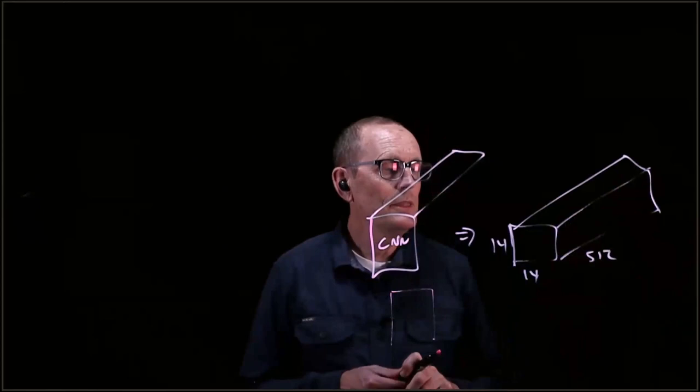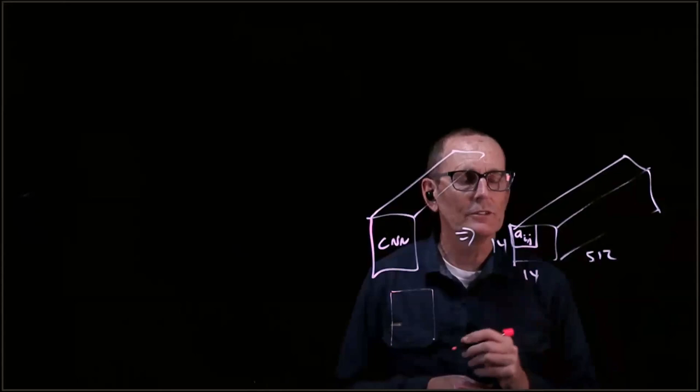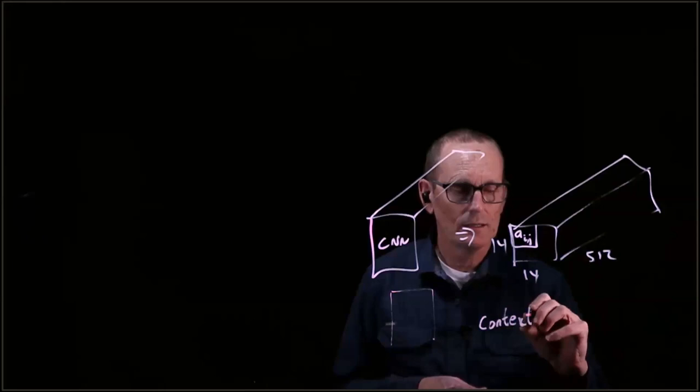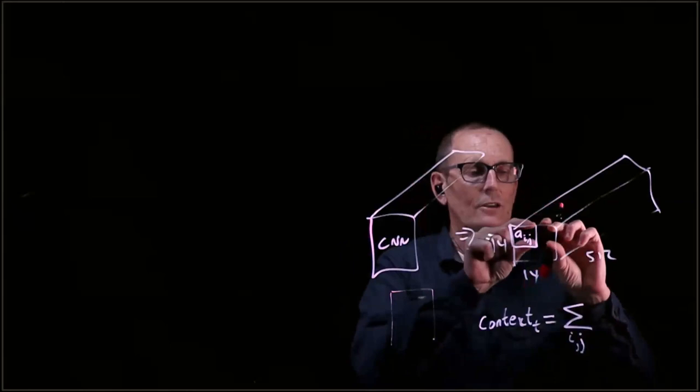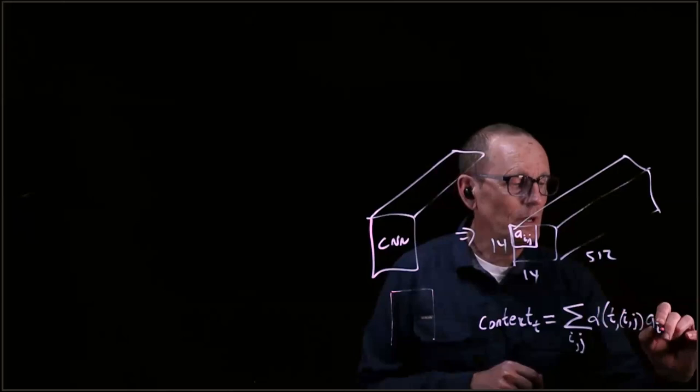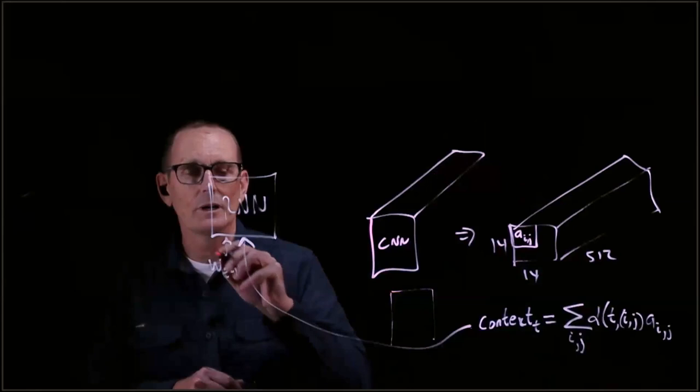Sum, and each one of these is an A sub IJ, right? Each one of these little 1 by 1 by 512s. So the context at time step T is the weighted sum over all A sub IJs. We just take each of these 14 by 14 and go through and weight them by alpha and then do our A sub IJ. So this goes into the RNN along with W sub T minus 1 and H sub T minus 1, okay?